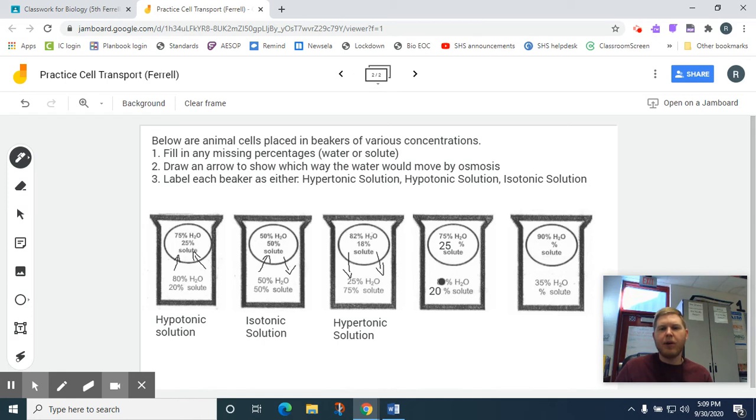Okay. So let's draw our arrows. So 80% water on the outside, 75% water on the inside. Well, water is going to go from high to low. So that means water is going to go inside. And if water goes inside, what happens to the cell? Does it get bigger? Does it get smaller? Does it stay the same? Well, the cell's going to get bigger. So it gets bigger. That's kind of like the hippo. Which one is my hippo one? That's the hypotonic solution.